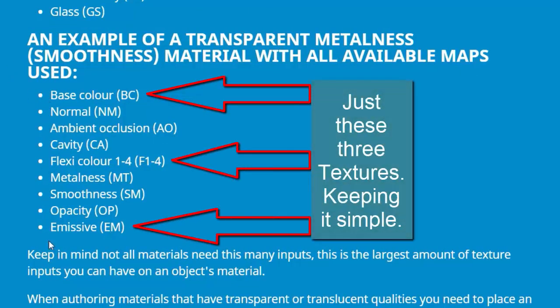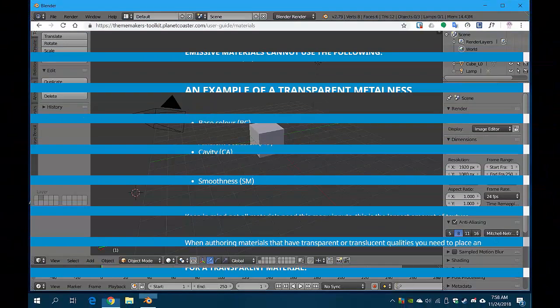Let's try to use the Flexicolor and the emissive map to allow it to glow at night. That'll make it fun. Let's switch back to Blender.